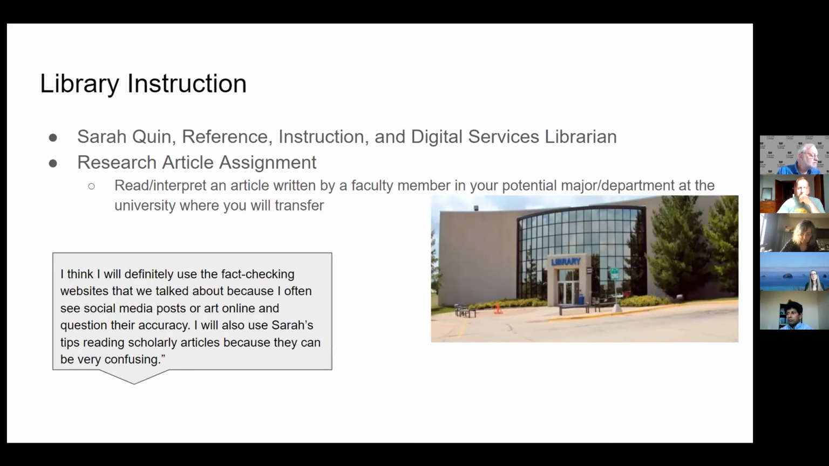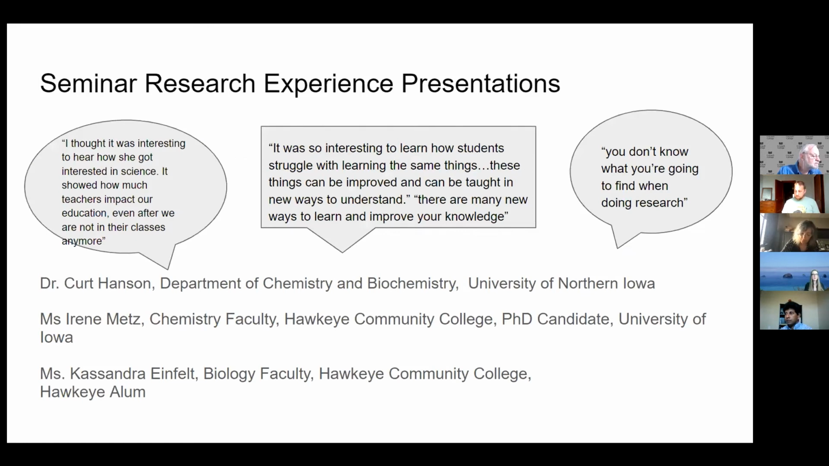Then I gave them an assignment to go along with it. I asked them to go to the university where they wanted to transfer and the department they were interested in working in, and research some of the faculty members' work in that department. Then they had to find one article by one faculty member. If the student was going to UNI, Iowa State, I had some at all three regents, they'd find an article by a faculty member in their department, and then use what the librarian taught them to analyze that article. So that was our instruction assignment.